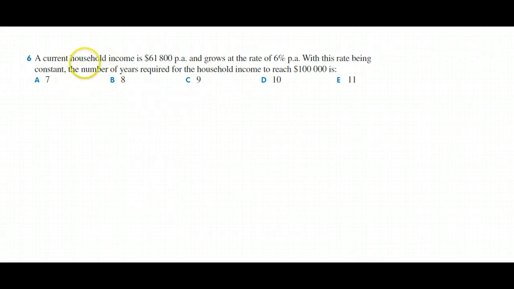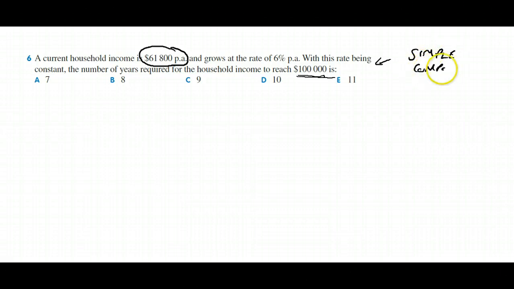Okay, in question 6 it says the current household income is this much per annum and grows at the rate of 6% per annum. With this rate being constant, the number of years required for the household income to reach this amount will be what? Now, it really would be helpful if the question said whether it was simple or compound interest, but since it doesn't, we're going to have to try both and see which one gives us the right answer.